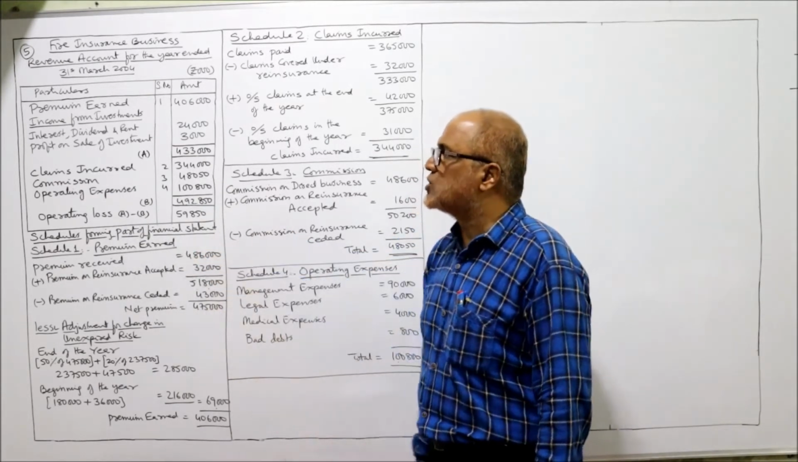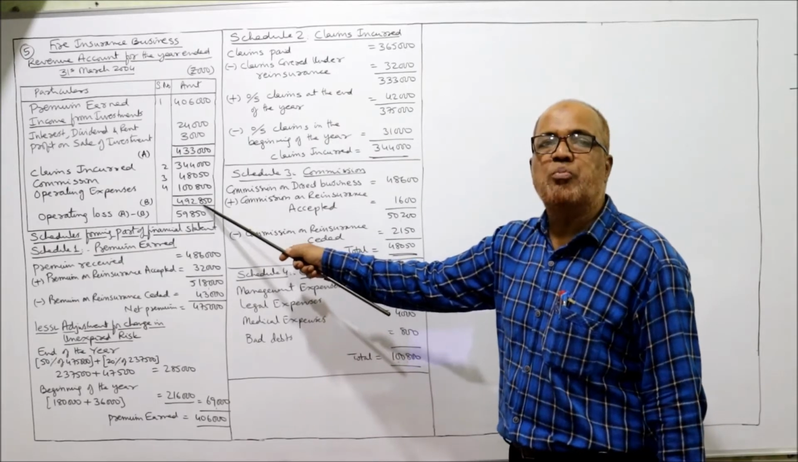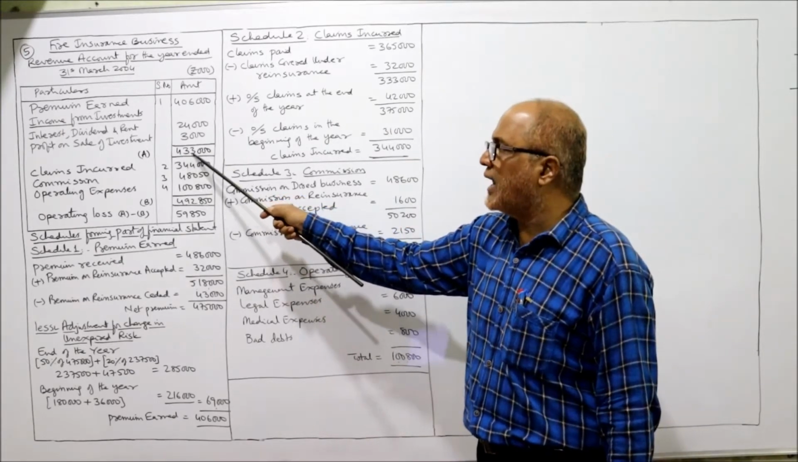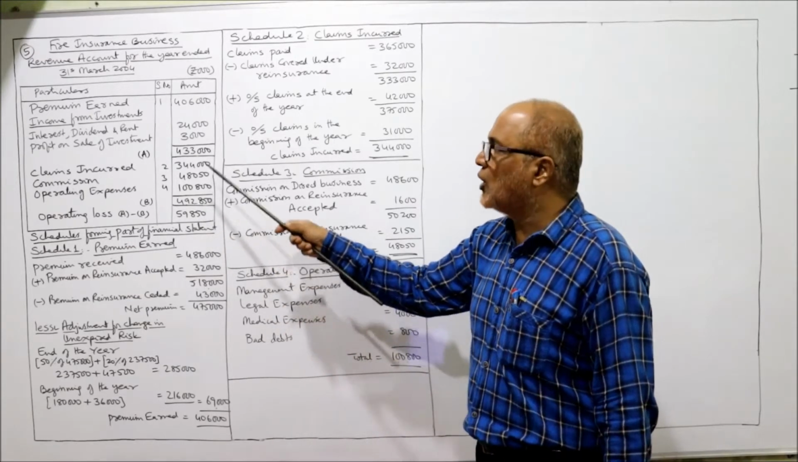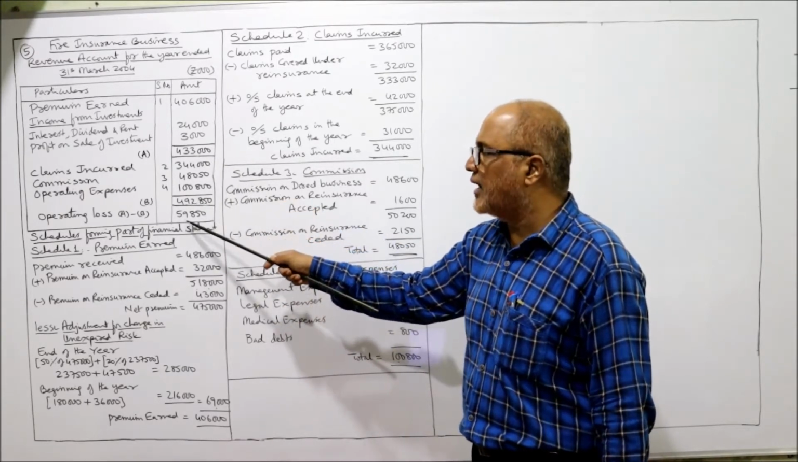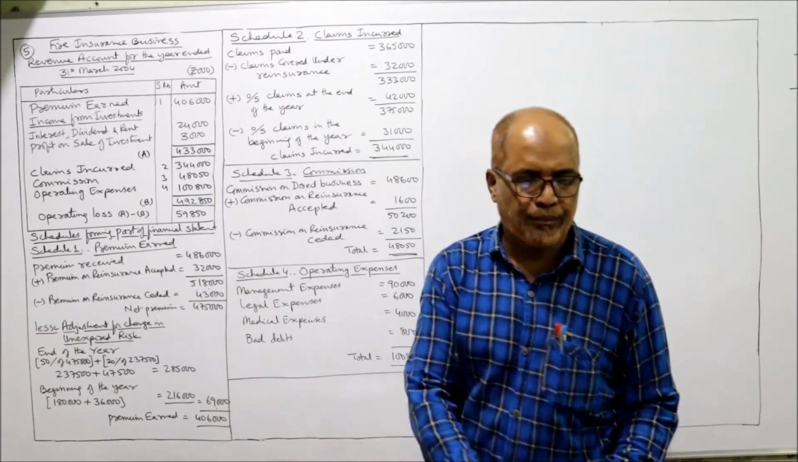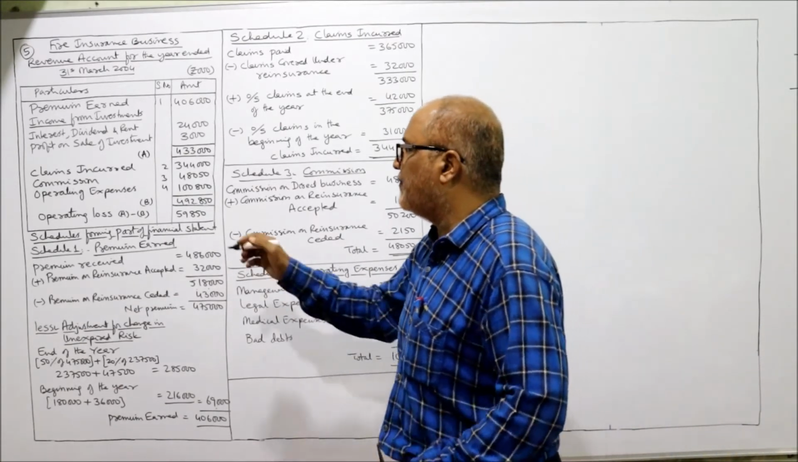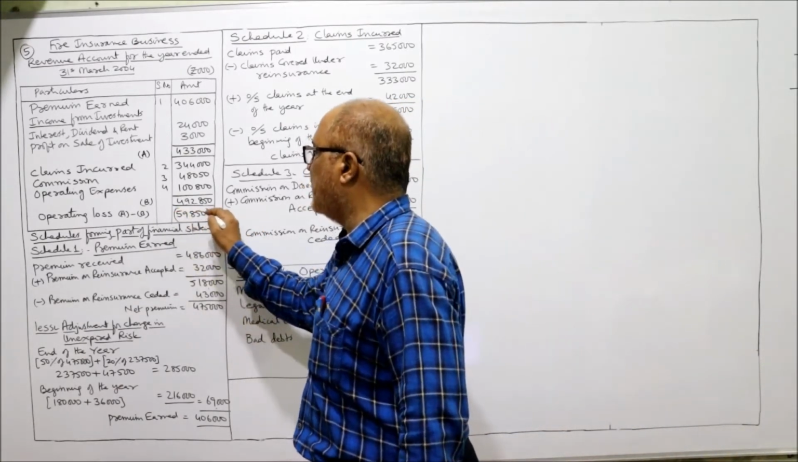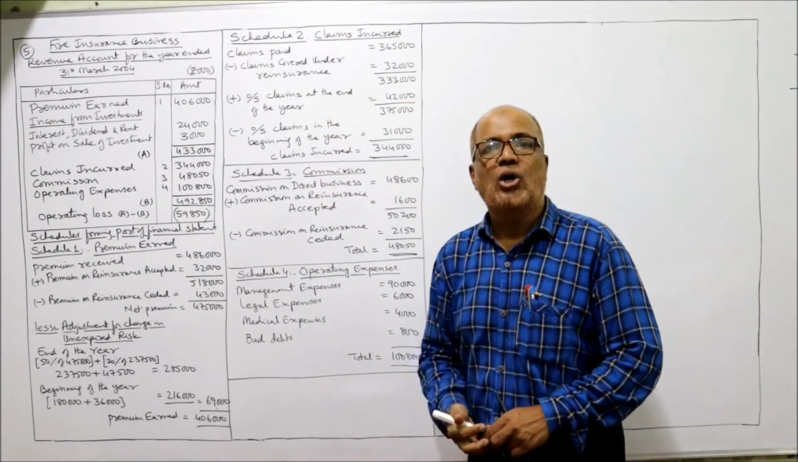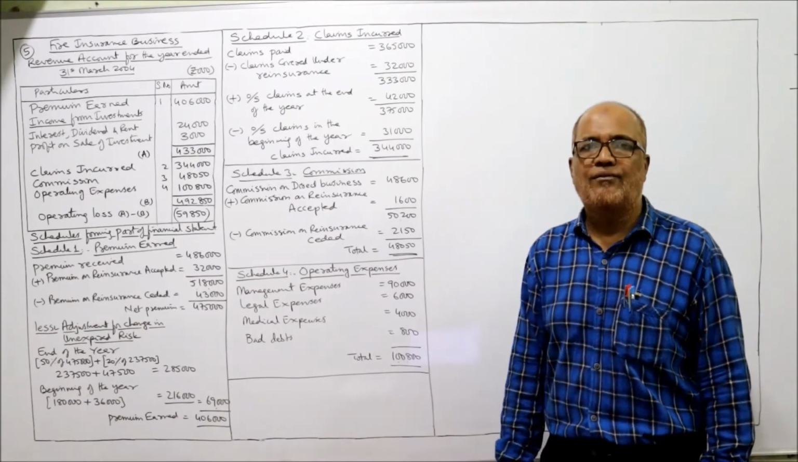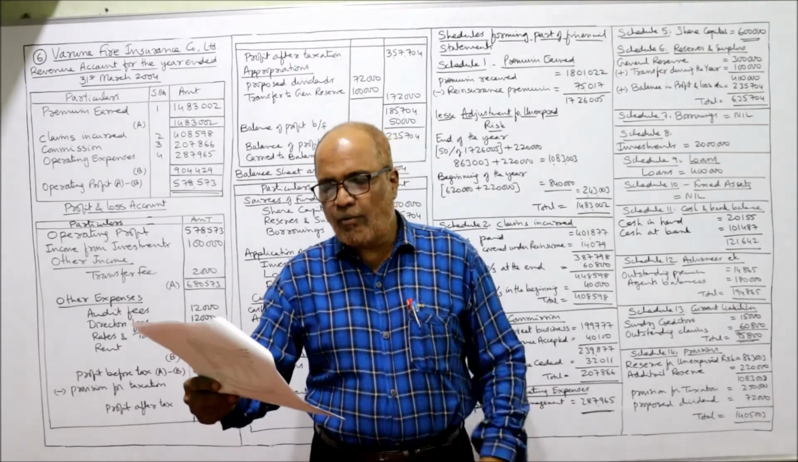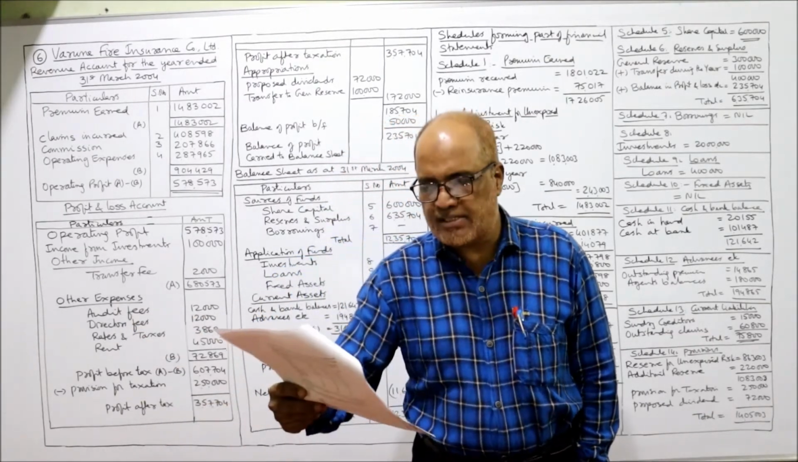Now operating loss, because expenditure is more than revenue. Revenue 4,33,000. Expenditure 4,92,850. So if you deduct A minus B, you are getting minus 59,850. It is minus 59,850, so we call it a negative operating loss. So this is the end of problem number 5. Now we'll start the next problem, problem number 6.